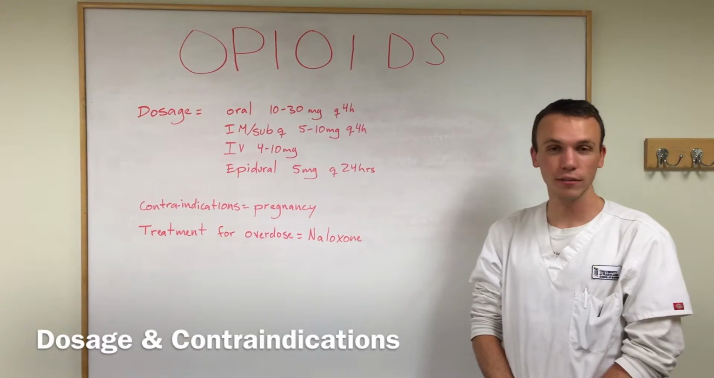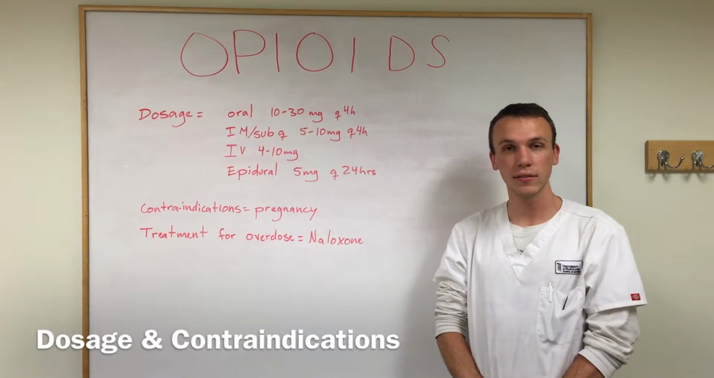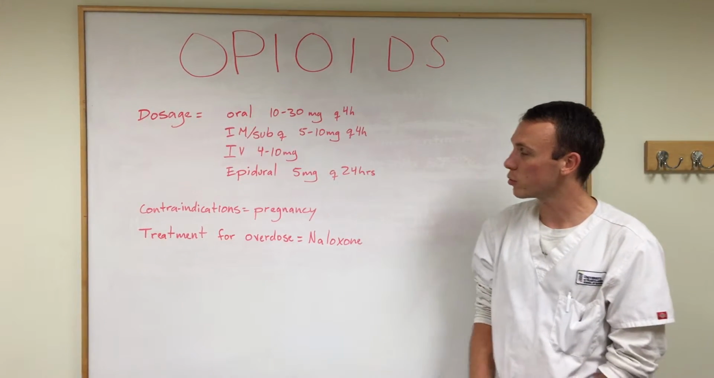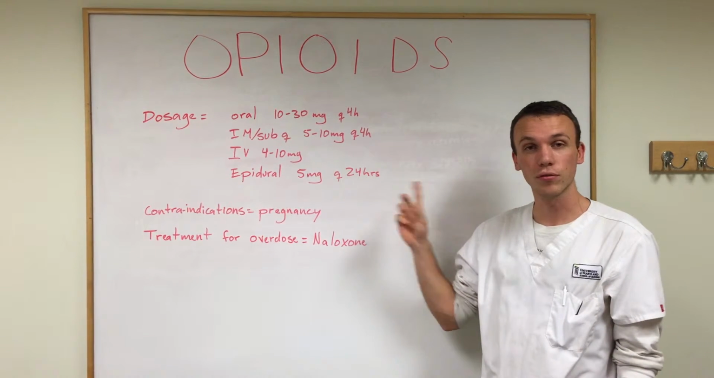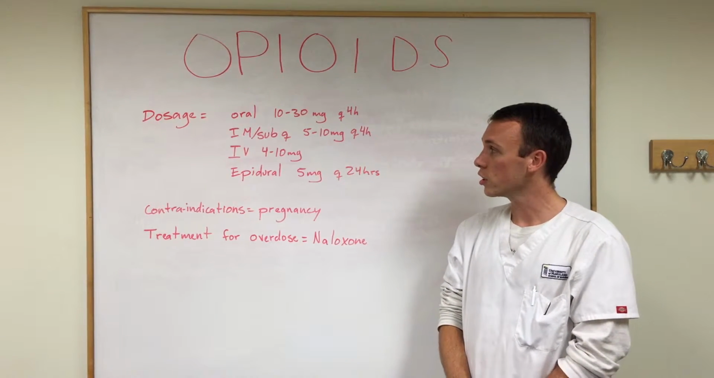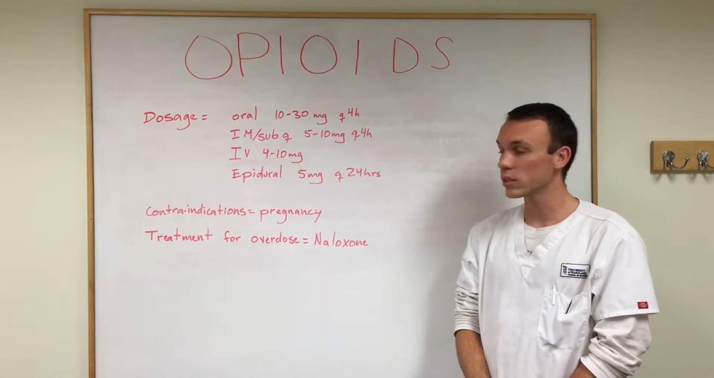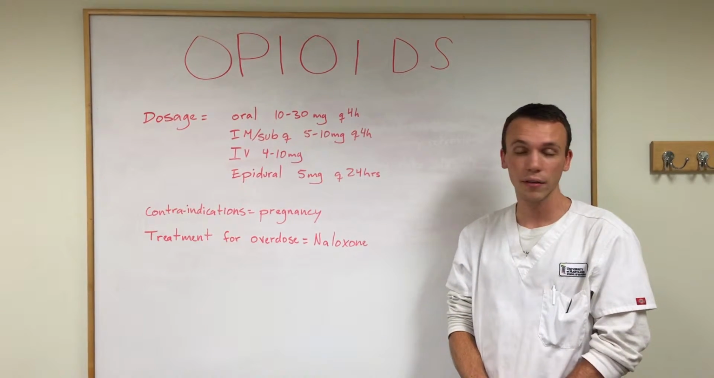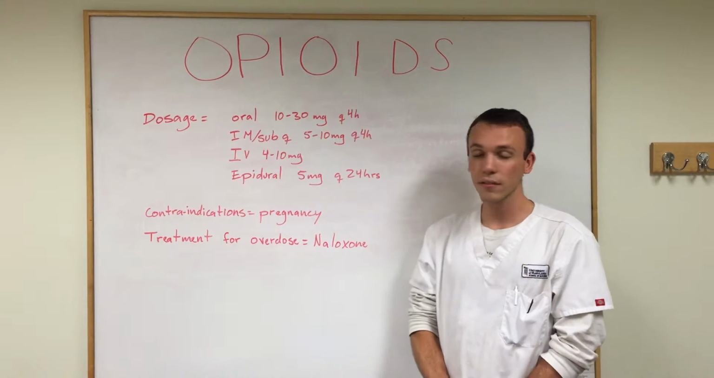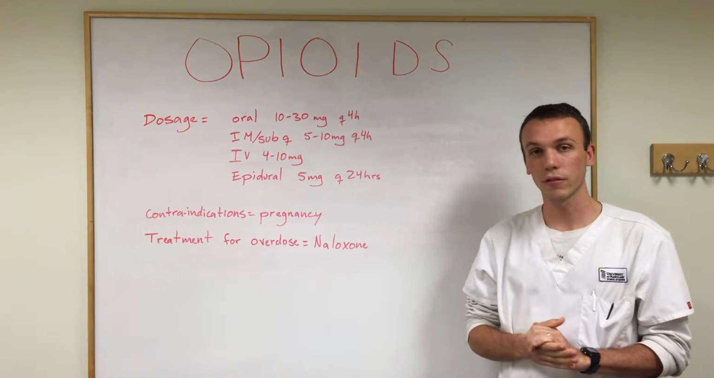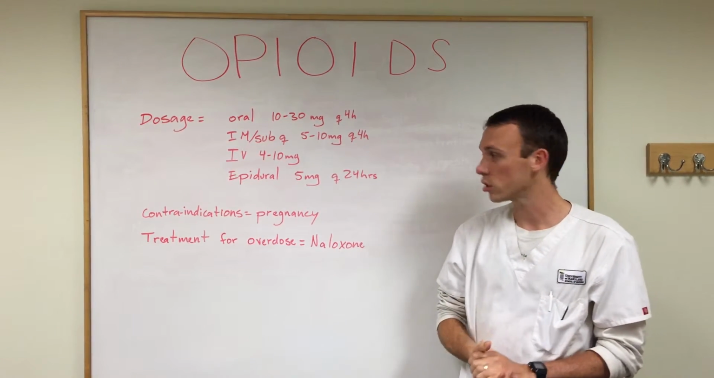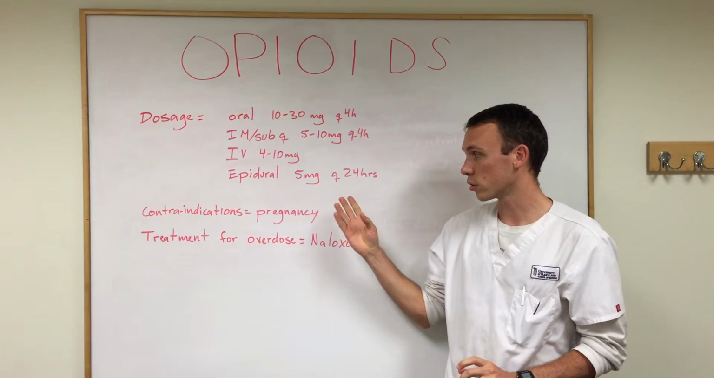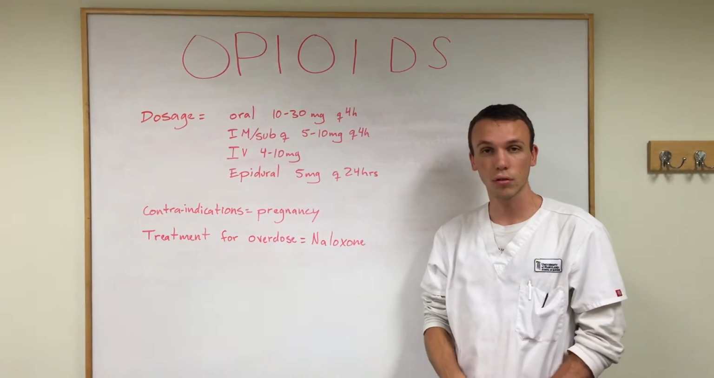Okay, so the dosage of opioids depends on which route it's given. If it's given orally, you give it between 10 and 30 milligrams every 4 hours. If it's IM or sub-Q, you give it 5 to 10 milligrams every 4 hours. If it's IV, between 4 and 10 milligrams, and there's no limit on how often it can be given. Also, if you give it IV, you want to give it slowly, between 4 to 5 minutes per dose. If it's through an epidural, it's 5 milligrams every 24 hours.